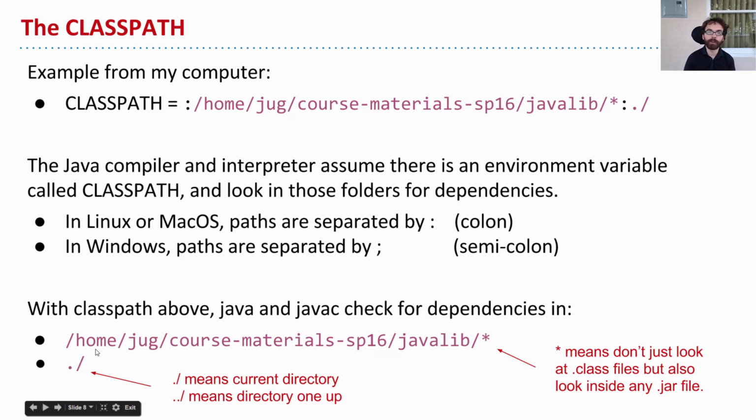So for those of you who don't know Linux quite as well, ./ means the current directory. ../ means one directory up. And the star here, that you'll notice at the end of this folder, means don't just look at the .class files in that folder, but also look inside of any .jar file, which is basically just a zip file of class files, but that's not super important right now. What is important right now is that your class path is a list of folders to look at for dependencies.